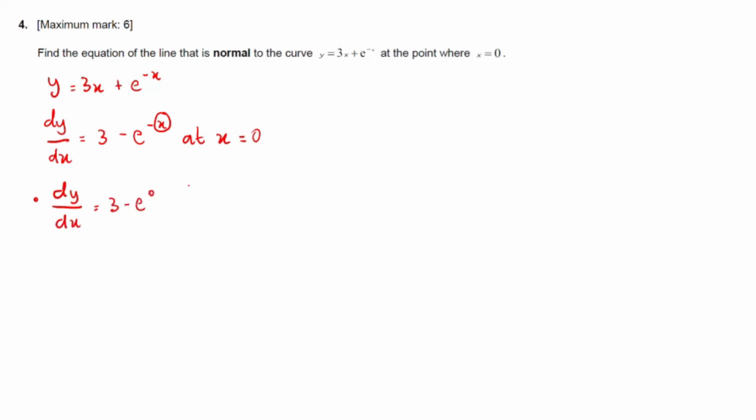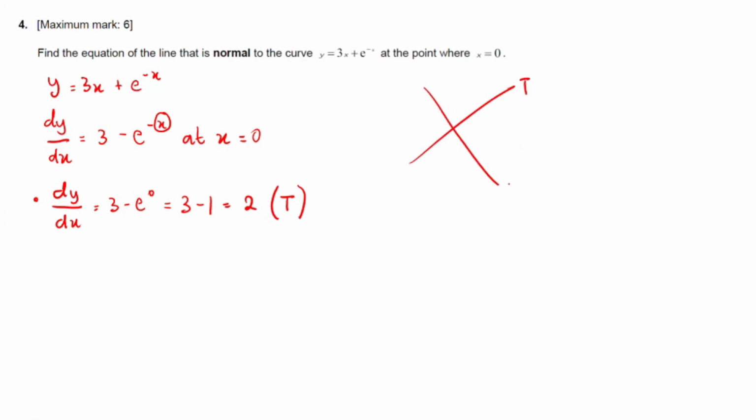Now, e to the power of 0 is not 0. Be careful. E to the power of 0 is 1. So 3 minus 1 equals 2. Now, this is the gradient of the tangent. We want to find the gradient of the normal. Remember that tangent and normal are 90 degrees.